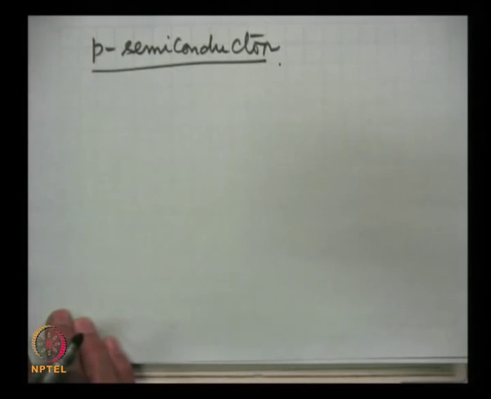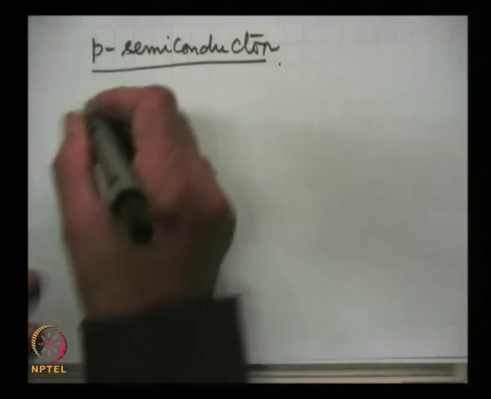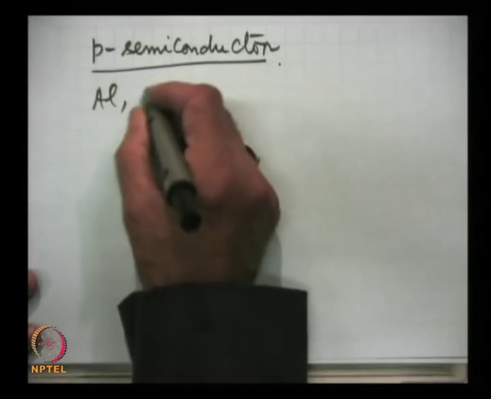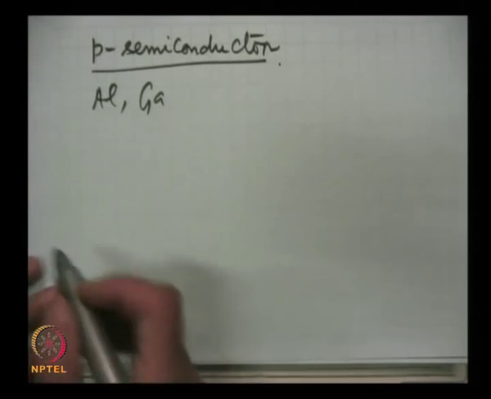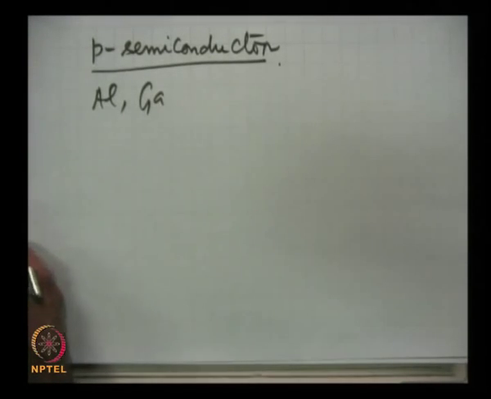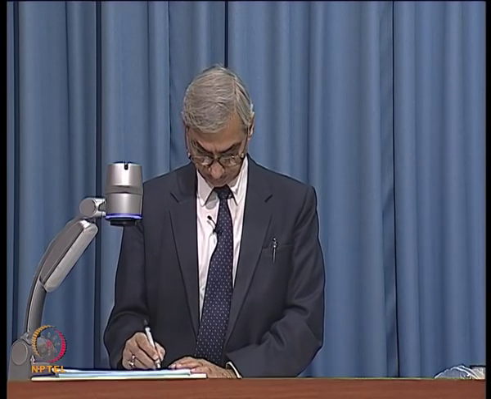Here the dopant has to be a 3 group impurity like aluminium or gallium and so on. Normally aluminium is used. Aluminium has valency 3. There are 3 electrons in the outermost shell of the aluminium, and so what will happen when we dope the material? We dope silicon, for example, with aluminium.